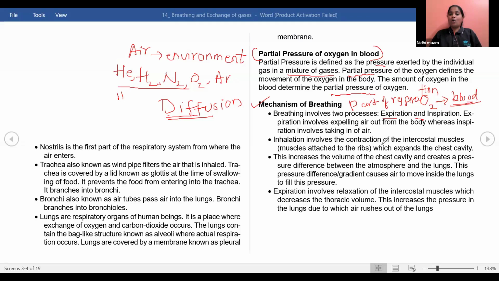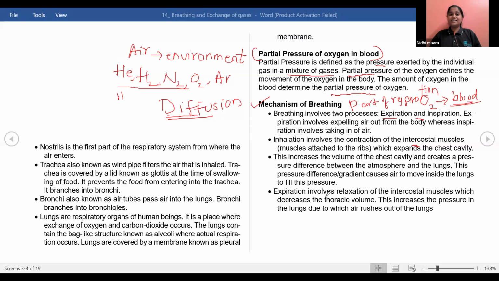Inhalation involves contraction of the intercostal muscles, that is the muscles attached to the ribs. What do you mean by intercostal? Here you can sense your ribs, so the muscles are attached to the ribs. So when you inhale, there is a contraction. This increases the volume of the chest cavity and creates a pressure difference between the atmosphere and the chest cavity or the lungs. This pressure difference enables the air to move inside the body.